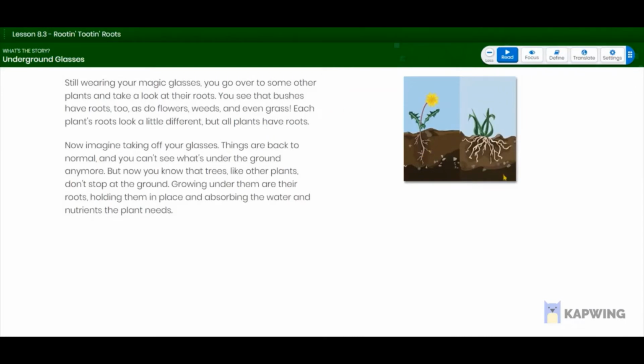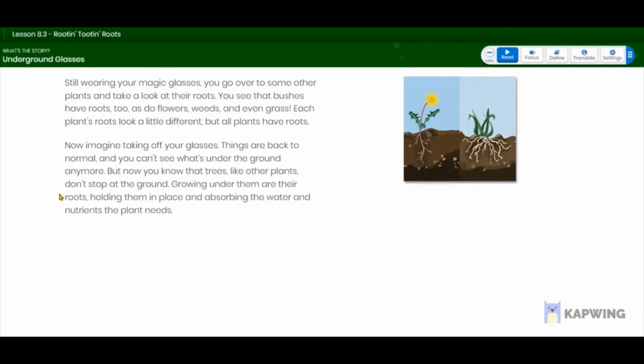Now, still wearing your magic glasses, you go over to some other plants and take a look at their roots. You see that bushes have roots too, as do flowers, weeds, and even grass. Each plant's roots look a little different, but all plants have roots. Now imagine taking off your glasses. Things are back to normal and you can't see what's going on under the ground anymore. But now you know that trees, like other plants, don't stop at the ground. They don't stop just at the surface of the soil. They continue deep beneath the soil.